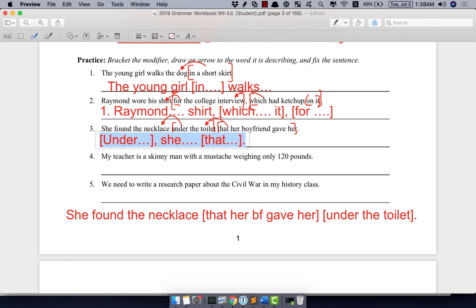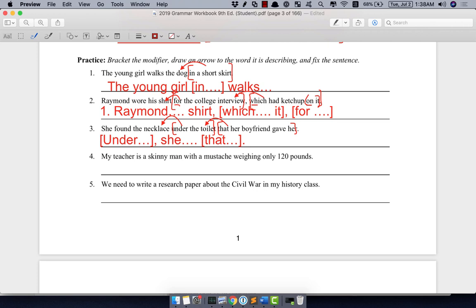And if you have other ones, check with your classmate or the teacher and make sure that your sentence is also correct. Now, let's move on to number four. Number four: my teacher is a skinny man with a mustache weighing only 120 pounds. Okay, bracket the modifier. Here, there's a "with", so it's "with a mustache."